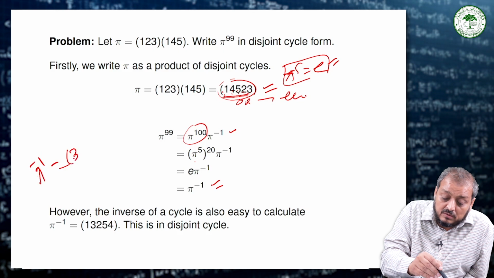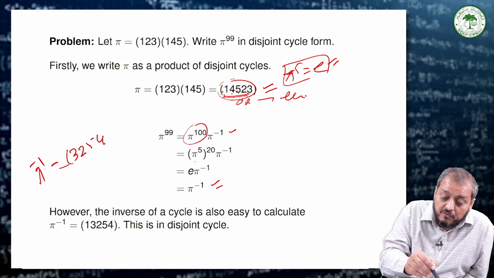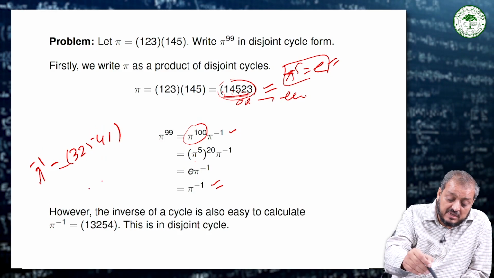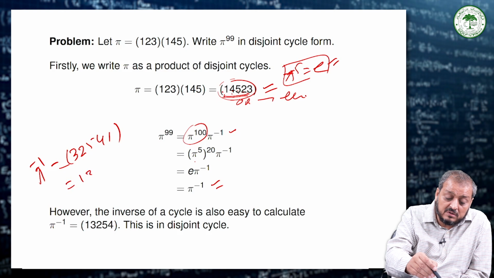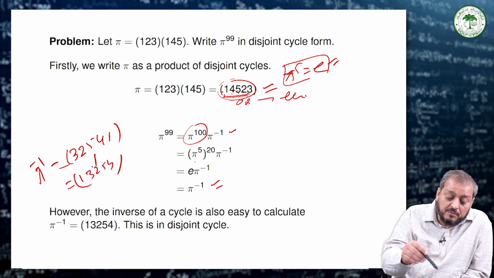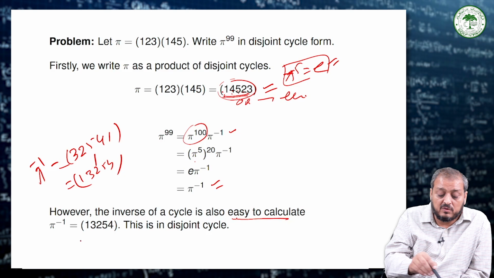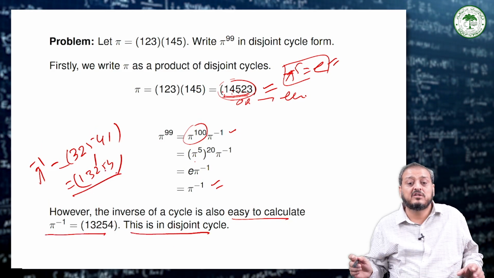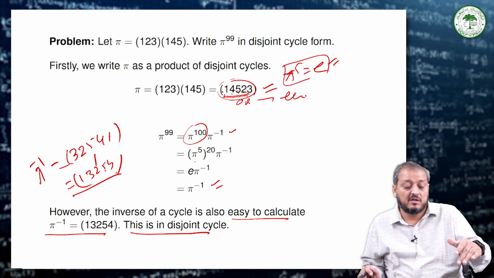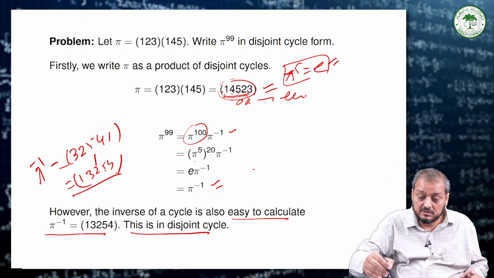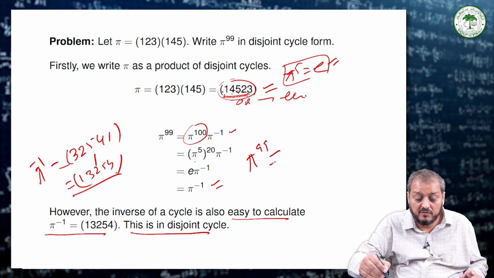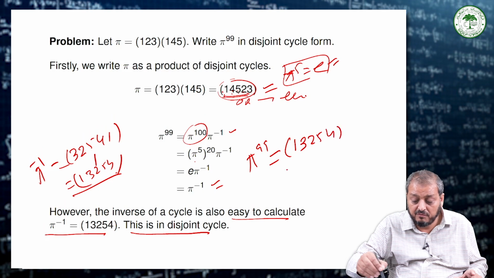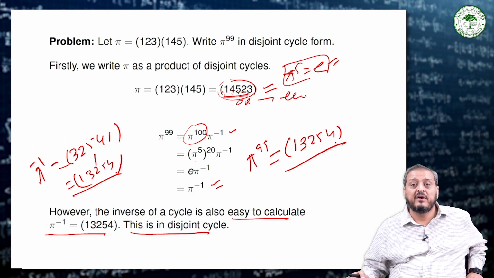This is nothing but 3, 2, 5, 4, 1, and in cyclic notation we can write it in the form (1 3 2 5 4). The inverse of a cycle is also calculated this way, and this is also a disjoint cycle. So we can calculate pi to the power 99 is equal to (1 3 2 5 4), and this is the final answer of this question.